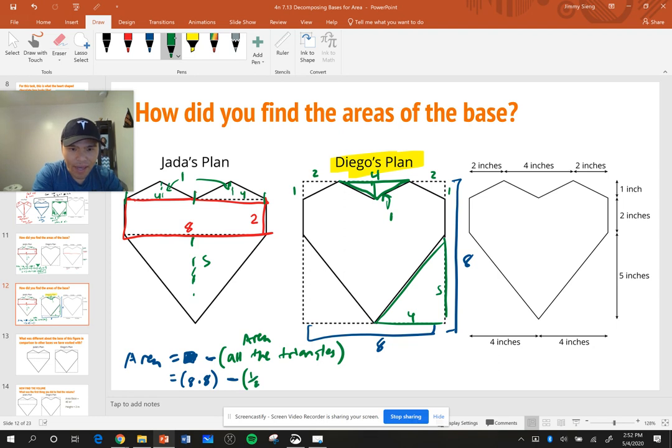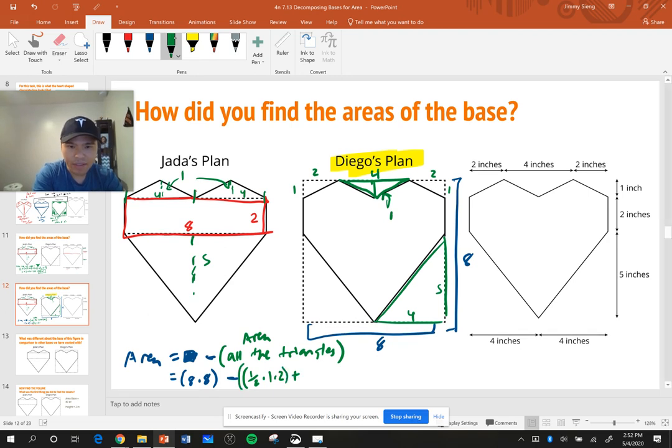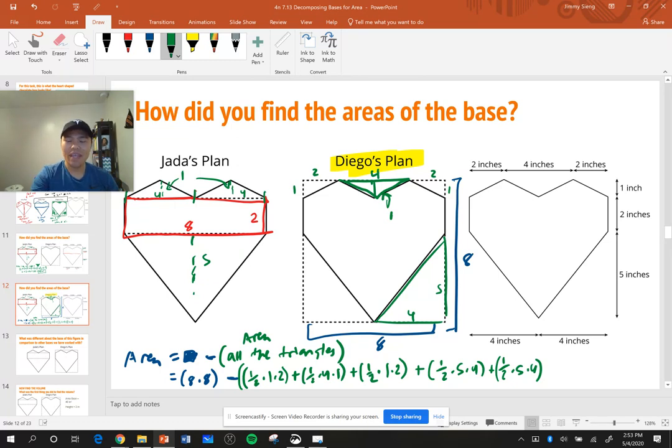So we got 1/2 for the first one on top left, times 1 times 2, plus 1/2 times 4 times 1, plus 1/2 times 1 times 2, plus these other two triangles in the bottom, 1/2 times 5 times 4, plus 1/2 times 5 times 4. This is crazy, isn't it? But we do know the answer should be around 40, so I'm going to try to put that all together.